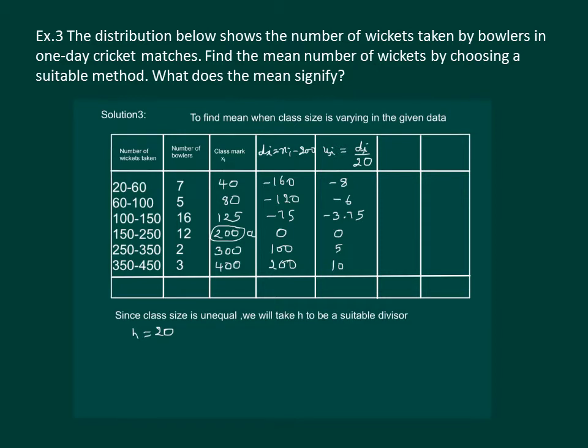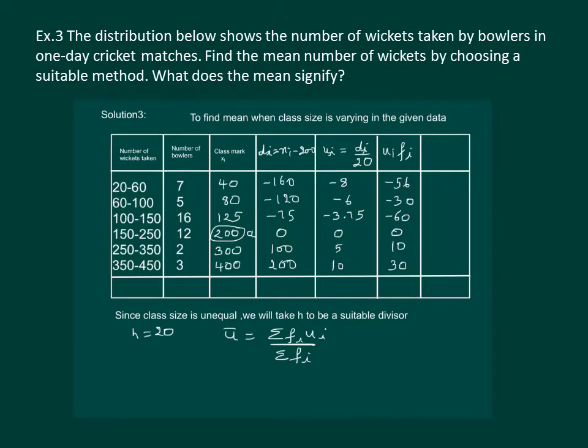Once the column is complete, we are in a position to find ui into fi. 7 into minus 8 is minus 56. 5 into minus 6 is minus 30. And so on, complete the column. Now we have to find u bar, which is given by summation fi into ui whole by summation fi.